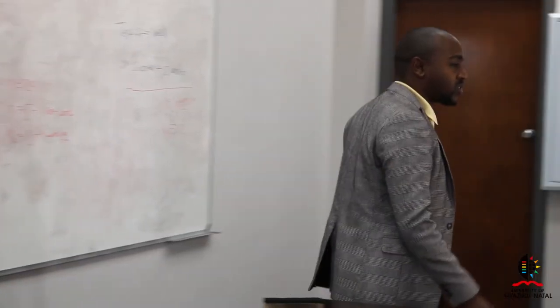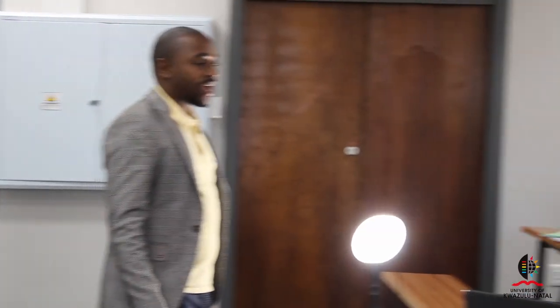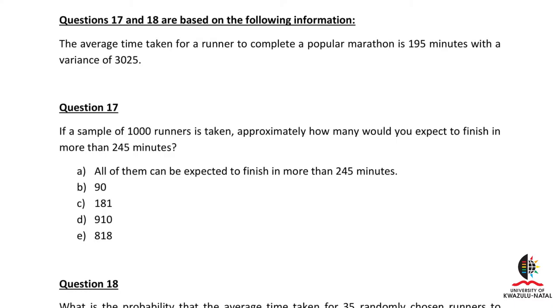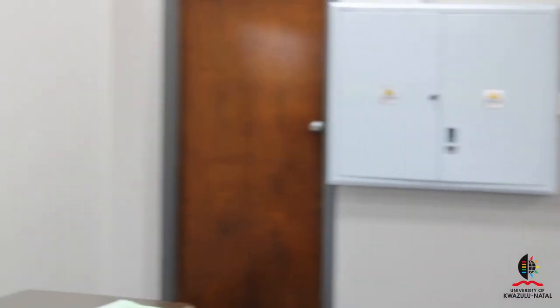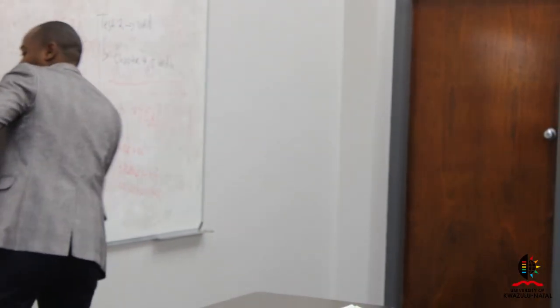Okay, what's the next question? Guys, in your book, say go. What's the next question? Question 17. The average time taken for a complete population is this, the variance is this. This is easy. I like 17. Every time, guys, we're almost done, don't worry.